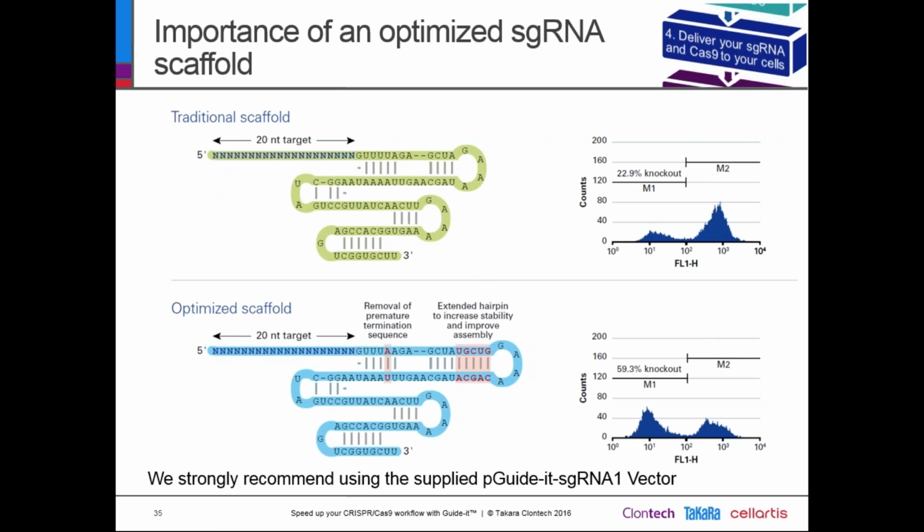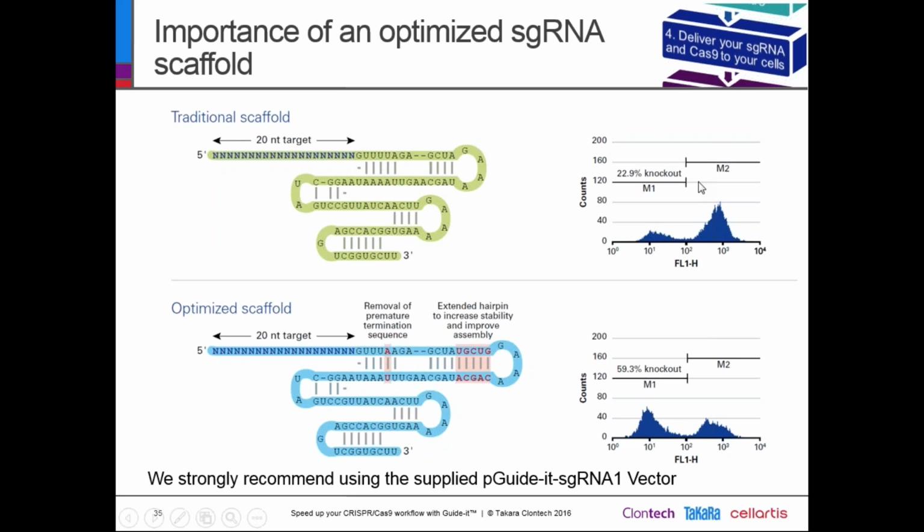So the scaffold which is included in our kit has several mutations compared to the traditional scaffold. The first one is a UA flip, which will remove a premature termination sequence of transcription. And then this guide RNA scaffold here also has an extended hairpin. This increases the stability of the guide RNA and will also improve the assembly of the guide RNA with the Cas9. And this is very important when you wish to pack both into your Gesicles, to have a good assembly of Cas9 with guide RNA.